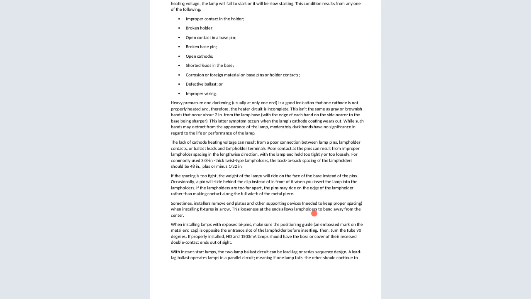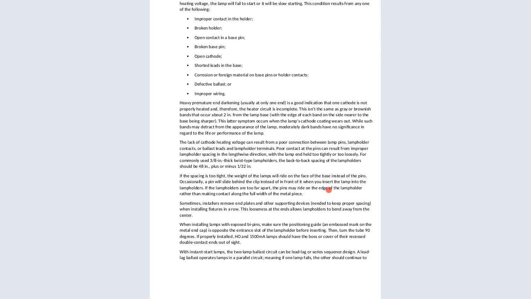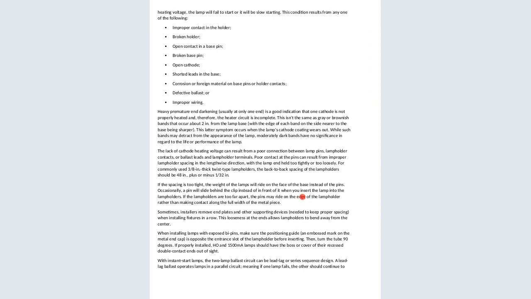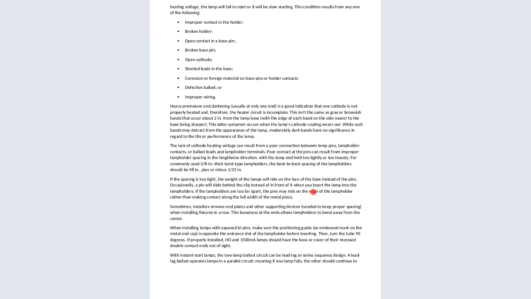So this is the same as gray or brownish bands that occur about two inches from the lamp's base, each band on the near side of the base being sharper. The latter symptom occurs when the lamp's cathode coating wears out. So the cathode coating can also wear out and then make the circuit incomplete.